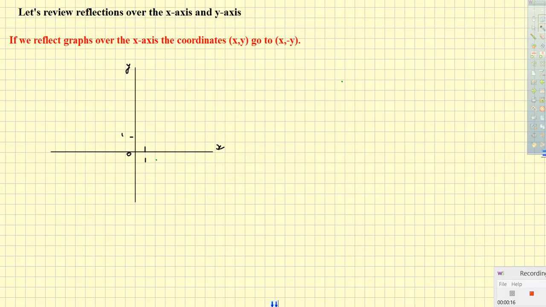The reflection over the x-axis tells us that our coordinates, whatever our points are, the points (x, y), will go to (x, negative y). So our f of x graph, when it is given, would go to negative f of x. And that means our y values are being affected by this. The x values remain the same.